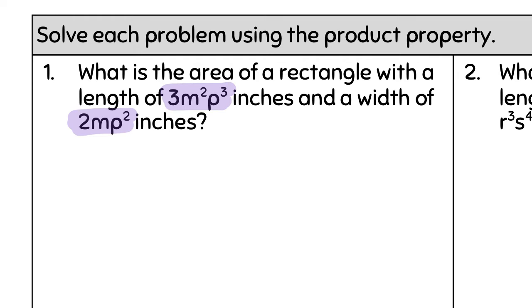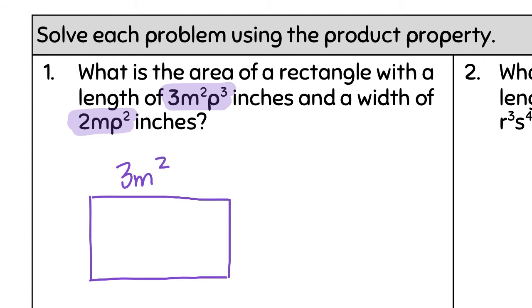So remember, we're talking about a rectangle here. So I'm just going to draw one. And what this story is telling us is that the length is 3m squared p to the third power, and that the width is 2mp squared. Now, they want us to find the area of this rectangle. And if you remember, to find the area of a rectangle, you multiply length times width. So that's what we're going to do here. We're going to get this length, and we're going to multiply it by this width.